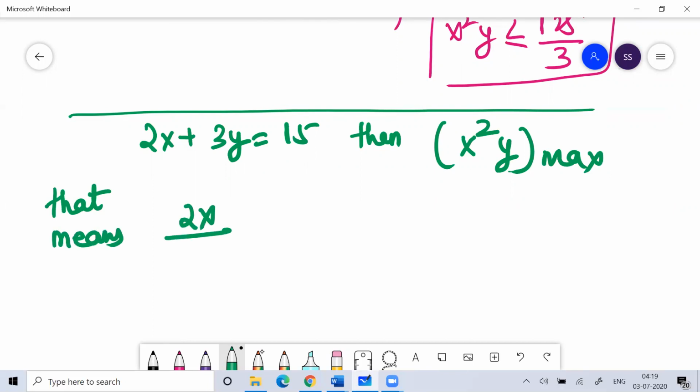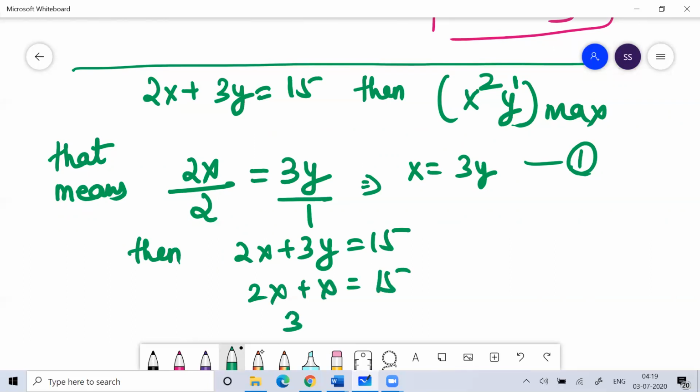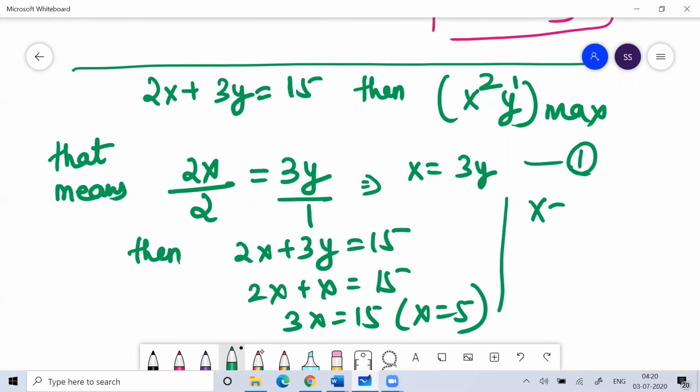For the maximum, 2x by 2 will be equal to 3y by 1, because you can see the power. So that means x is equal to 3y. Then 2x plus 3y is 15. In place of 3y, I can write x. So 2x plus x is equal to 15, so 3x is equal to 15. So x value is equal to 5, and then the y value would be 5 by 3.